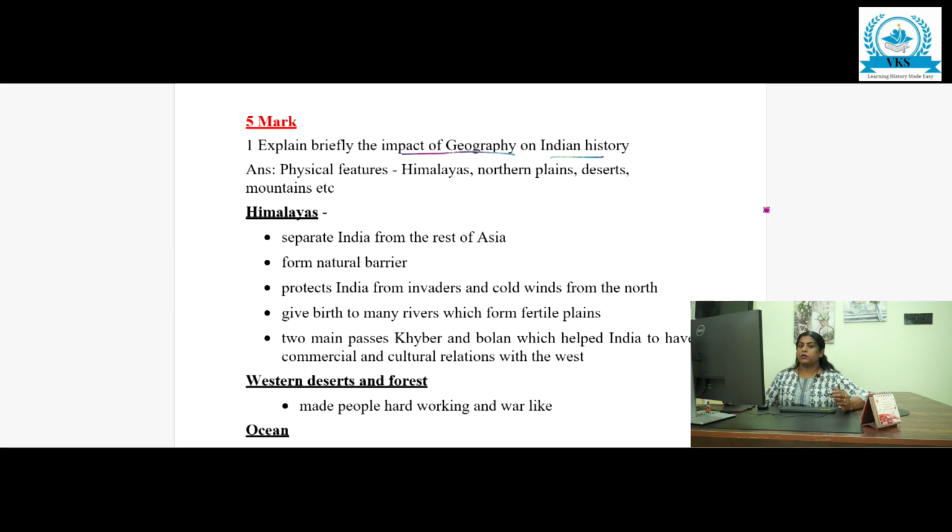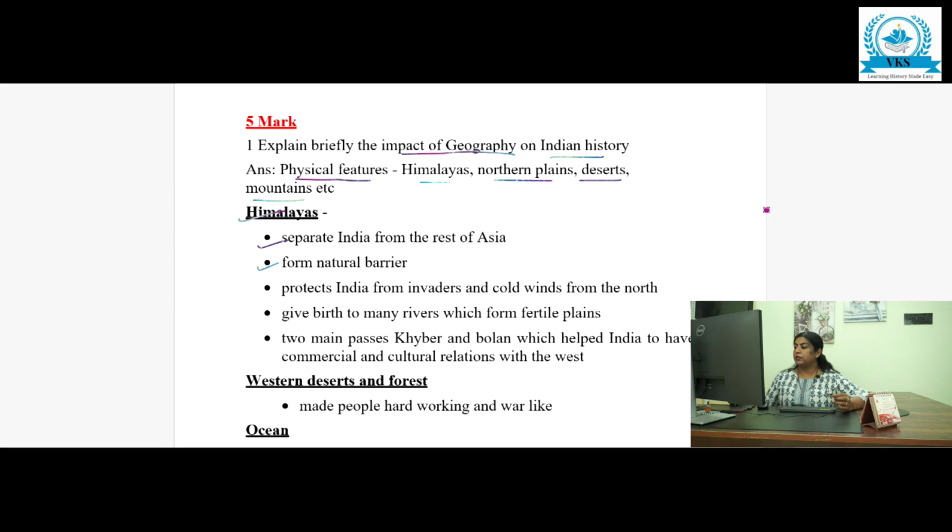So if this question comes, first you have to start with an introduction. That is, you have to write the main physical features of India are Himalayas, northern plains, deserts, mountains, etc. That one sentence you write as introduction. Then you start with the first subheading, Himalayas. How does Himalayas impact India? It separates India from rest of Asia. It forms a natural barrier.